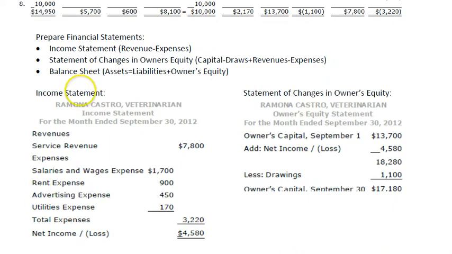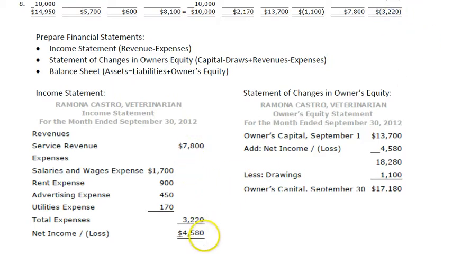Excellent. I have for you my version of an income statement for Ramona Castro, veterinarian. Notice it starts with the name of the business, what statement I'm looking at, and the period covered, in this case, a month ending September 30th. An income statement shows revenues less expenses equaling net income, and we have detailed the expenses from transaction numbers 6 and 7. Our total revenue, $7,800, equals what was shown on our worksheet, and our total expenses, $3,220, equal what was shown on our worksheet.